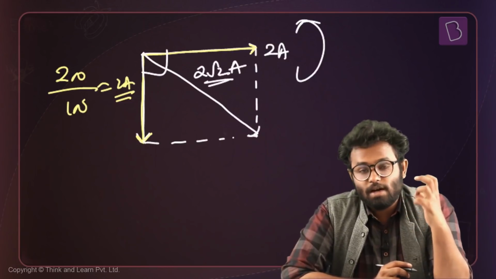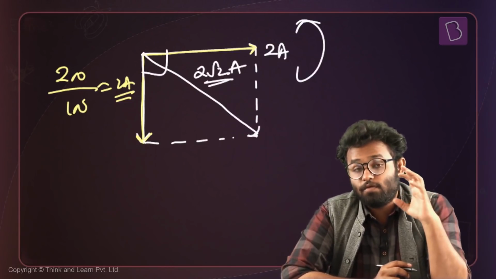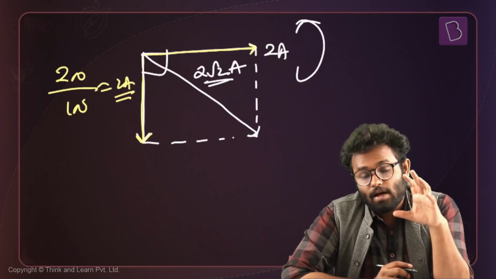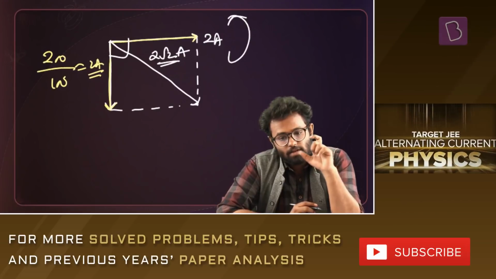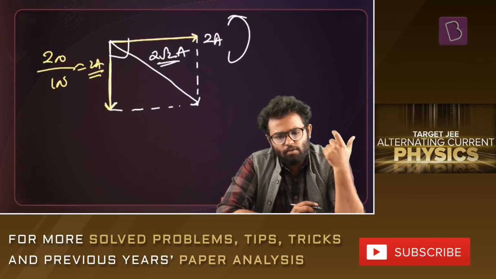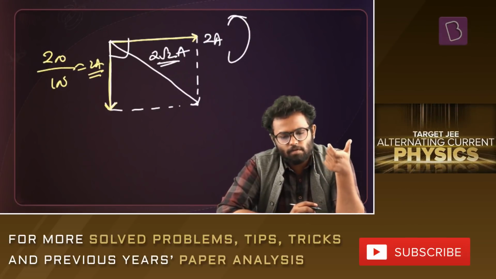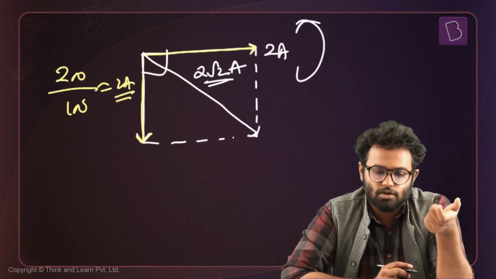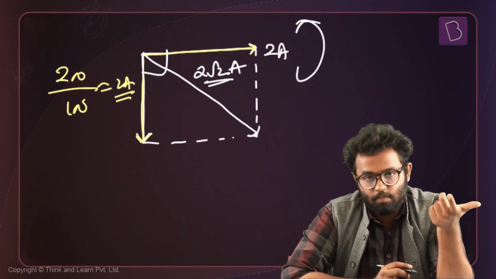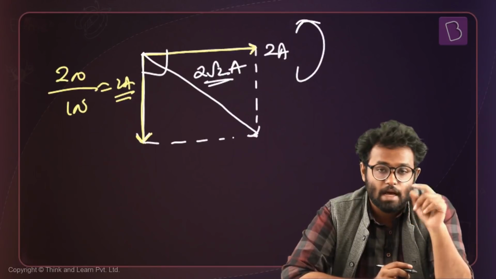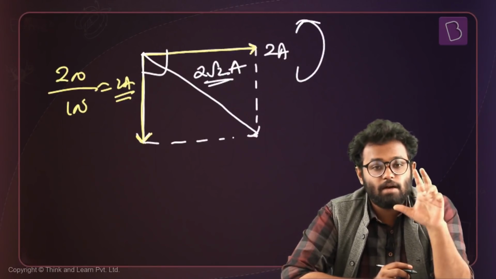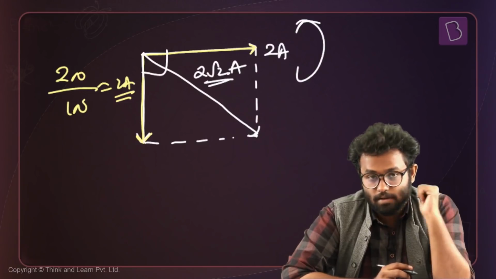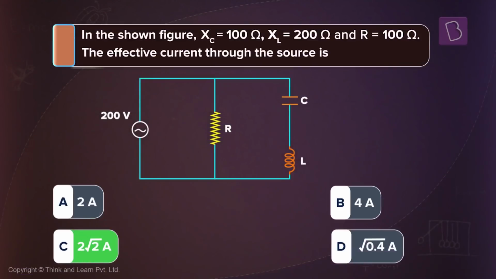So 2 root 2 is the amount of current which the EMF source is supplying to the two branches together. This seems weird, so I want to repeat: the RMS current in one of the branches is just 2 amperes and the other branch also is 2 amperes, but we cannot directly add them because there's a phase difference. That is one thing you have to keep in mind while solving AC problems where things are not in series.